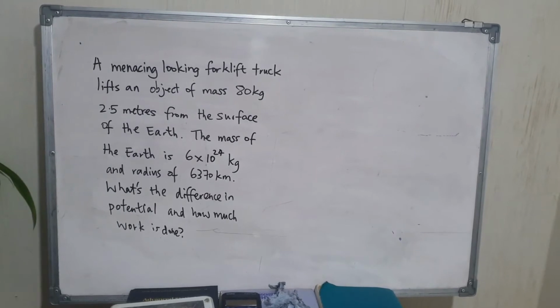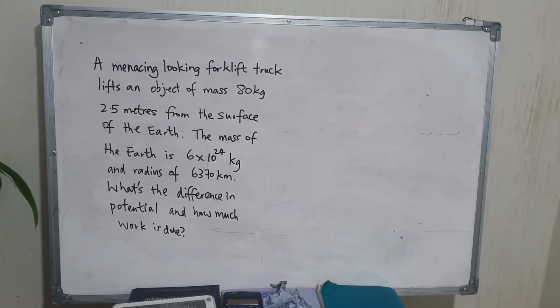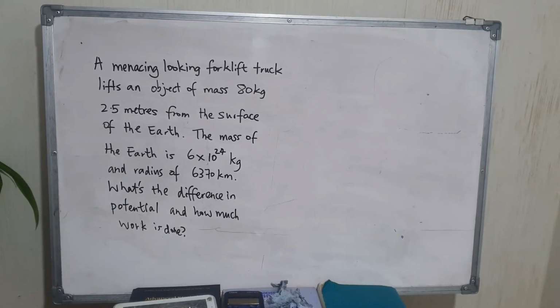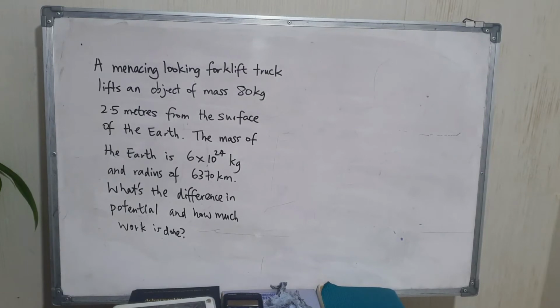All right, if we look at an example question, we have a forklift truck and it lifts an object of 80 kilograms, 2.5 meters from the surface of the earth. The mass of the earth is about 6 times 10 to the power of 24 kilograms, and the radius is 6,370 kilometers. What is the difference in potential, and therefore work out how much work is done? All right, so this is an example question. How would you go about answering this question?